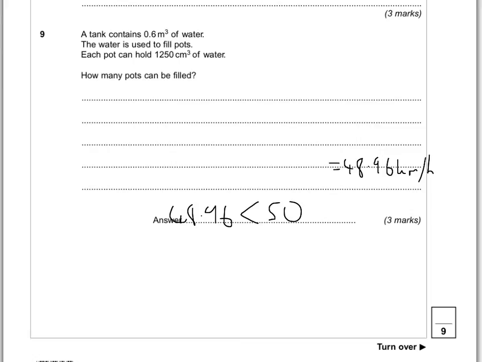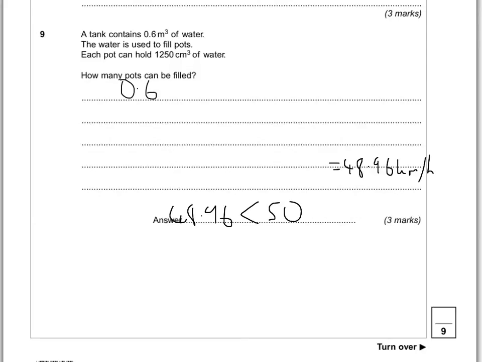This next question is again a conversion question. I am told that a tank contains this much water, measured in metres cubed, and I'm using that to fill pots, and each one of the pots contains that much water. I've got a mixture of units here because this one is given in centimetres cubed. So I need to change this question so it's all about the same units. I'm going to choose to change 0.6 metres cubed into centimetres cubed, because I know that'd be a large but whole number. Whereas if I chose to change this into metres cubed, it would be a decimal, and I try to avoid working with decimals if possible.